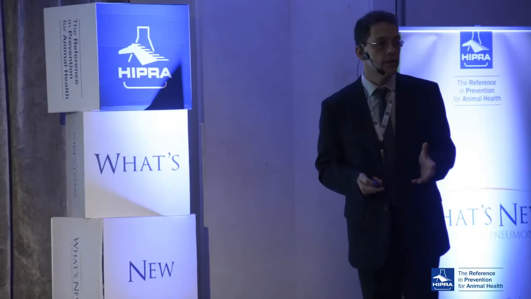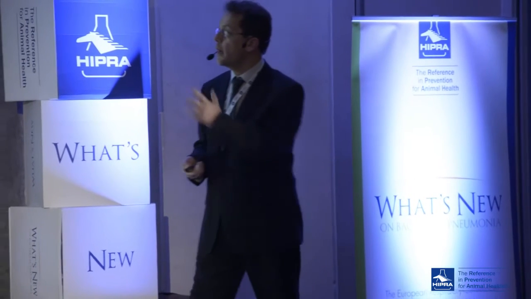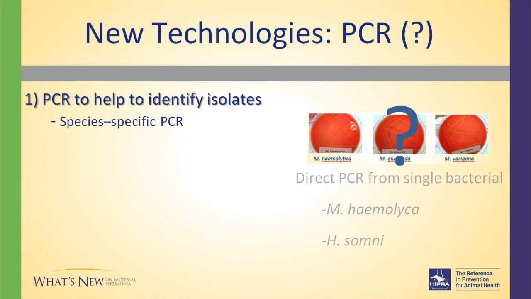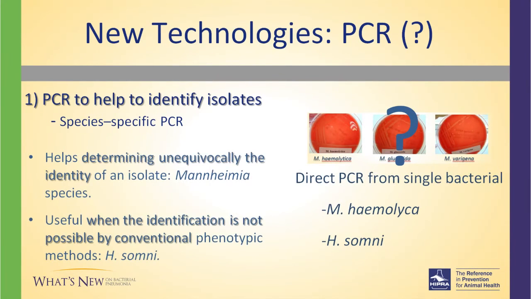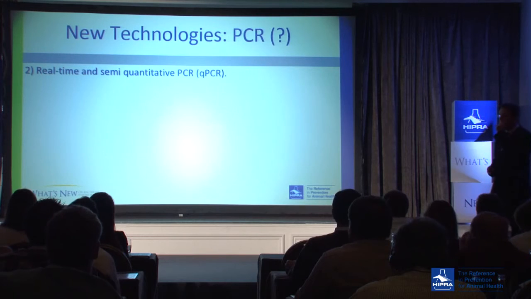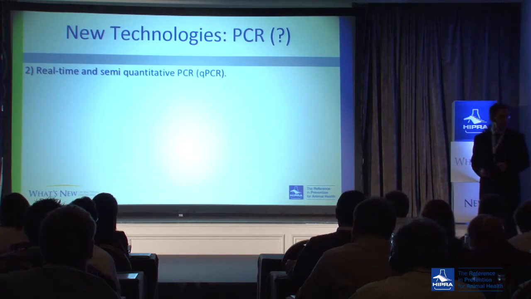So just to summarize the use of PCR in BRD, we can use PCR to identify bacteria like Mannheimia hemolytica if we have a species-specific PCR. And we can also use it to improve the identification of Histophilus in cases of BRD. Another application of the PCR is the semi-quantitative PCR.